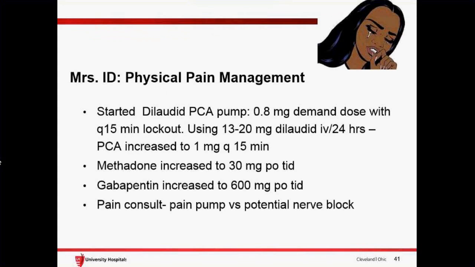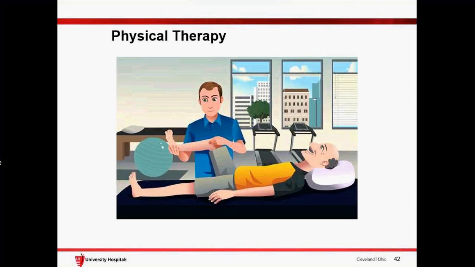And for Mrs. ID, physical pain management-wise, she was started on a Dilaudid PCA. She was using about 13 to 20 milligrams of IV Dilaudid over a 24-hour period, so the dose of the pump was increased. Methadone was increased to 30 milligrams TID, gabapentin was increased, and pain management was consulted, and she's being considered right now for either a pain pump or potential nerve block. So another aspect of physical management is physical therapy. We'll have Josh talk about physical therapy in pain management.